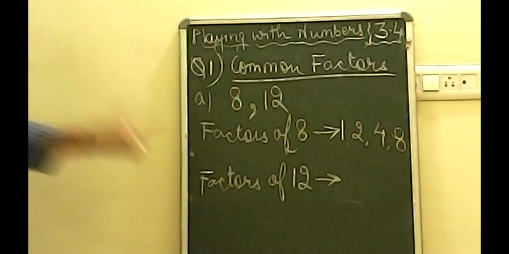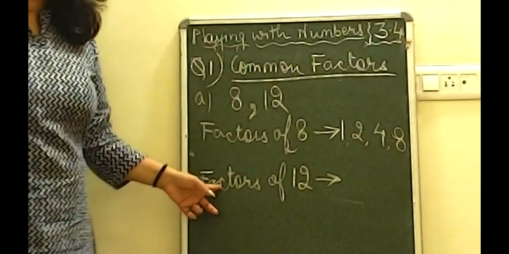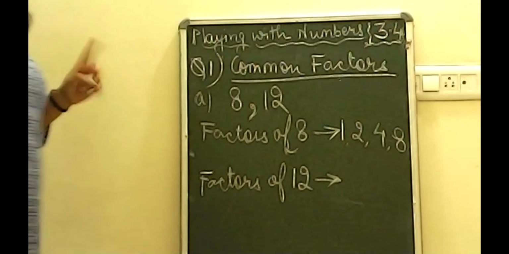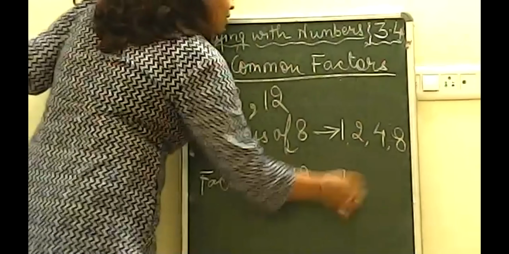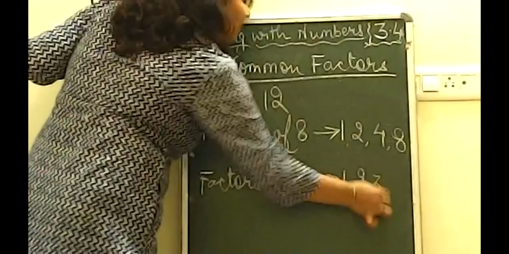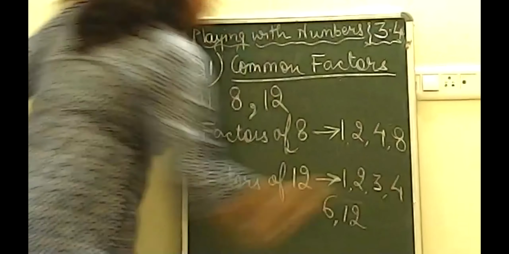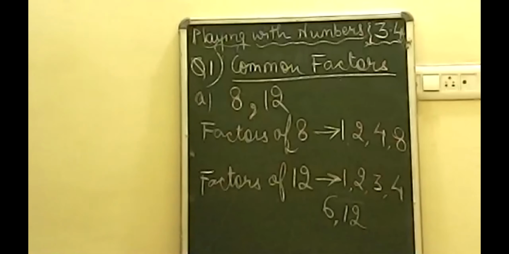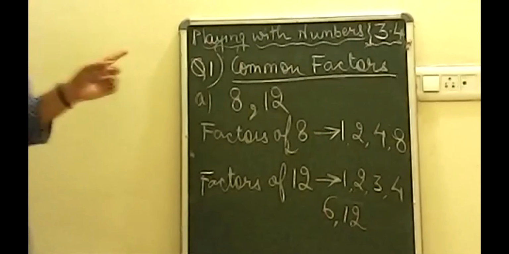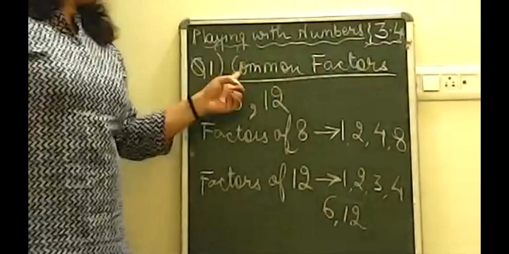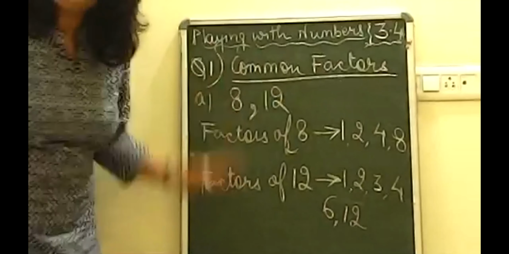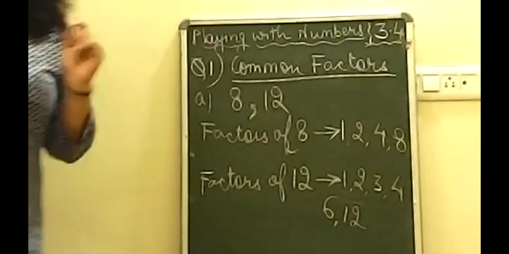Now move on to the second thing, the factors of 12. The factors of 12, let us write: 1, 2, 3, 4, 6 and 12. Now I have written the factors of both the numbers. Now let's move on to the second step. After factors we will find the common. As soon as we complete the factors, we will find the common.